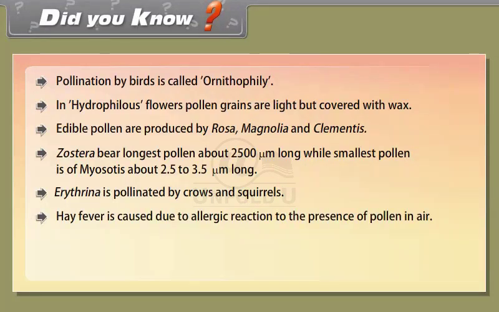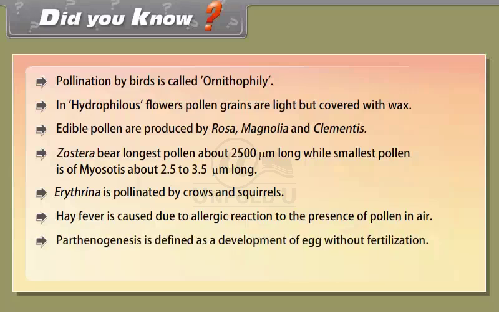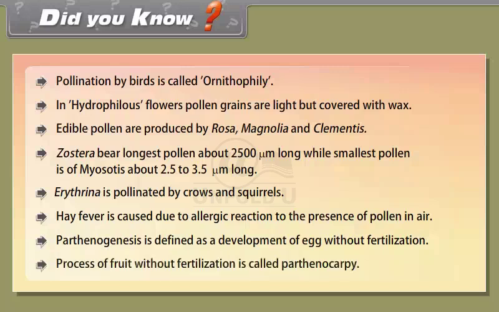Hay fever is caused due to an allergic reaction to the presence of pollen in air. Parthenogenesis is defined as the development of an egg without fertilization. Development of fruit without fertilization is called parthenocarpy.